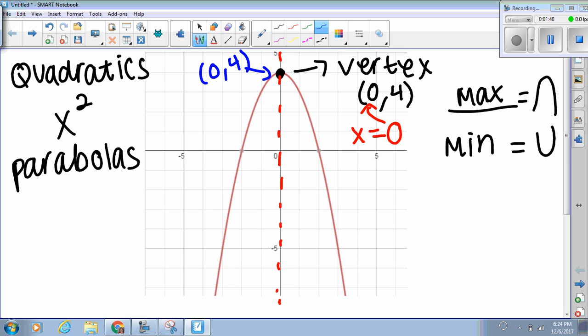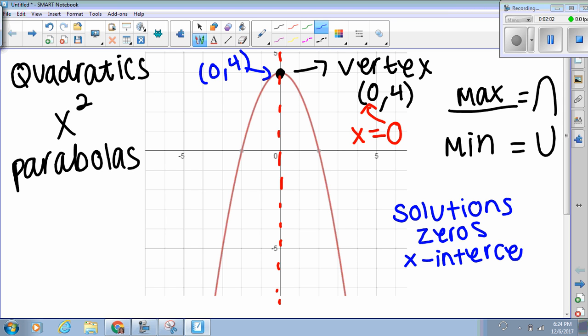And then we also talk about solutions. Solutions are the same thing as zeros, which are the same things as x-intercepts. Most parabolas have 2. So in this case, we have 2 x-intercepts. We have one at 2, and we have one at -2. These x values make the equation equal to 0. They're going to come in very handy in probably the next video where we talk about factoring.